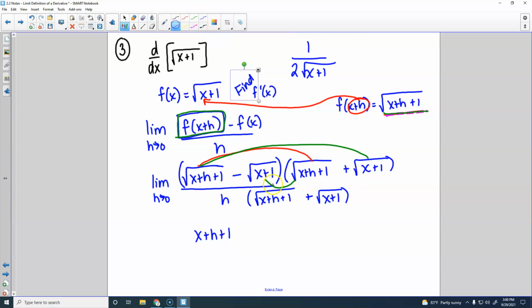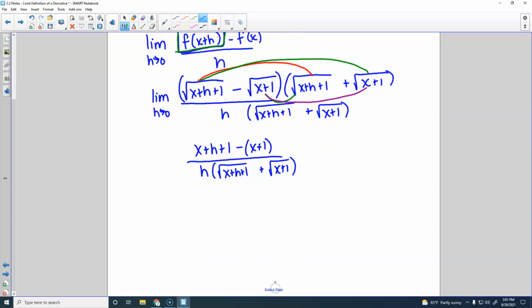And then we will multiply the last two terms. What's the square root of x plus 1 times square root of x plus 1? X plus 1. Make sure you subtract that, so you would have to distribute that negative. All over h times square root of x plus h plus 1 plus square root of x plus 1. And this is limit as h approaches 0.